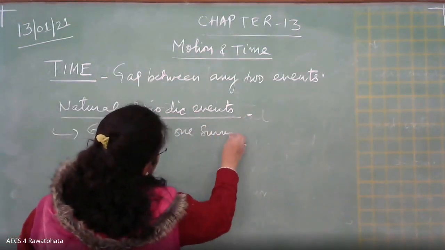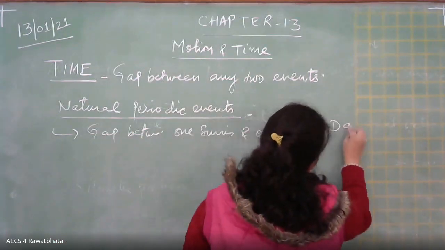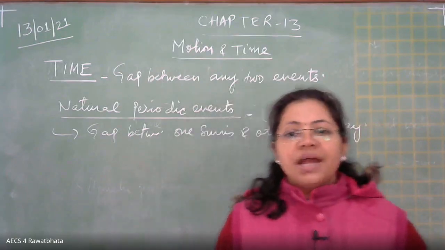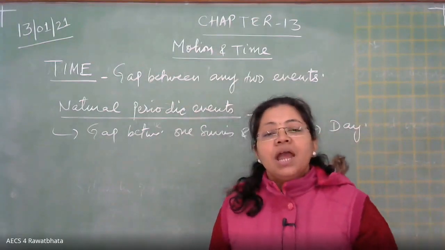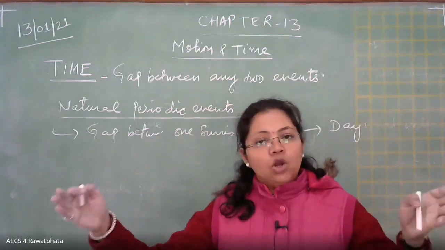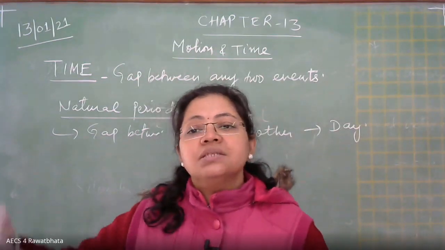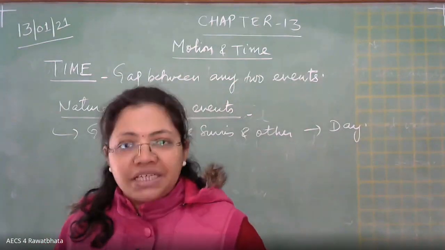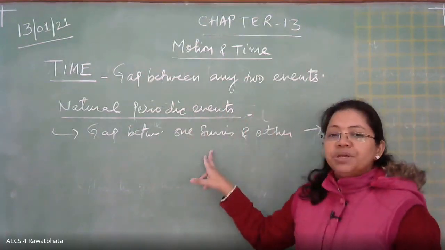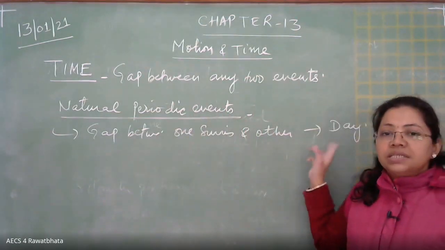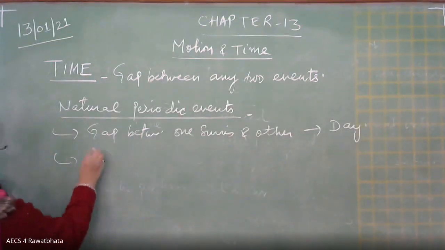The gap between one sunrise and the next was called a day. They observed that the sun used to rise in the morning, then set in the evening, and after that they got a pretty long dark period, that is night, and after that dark period, again the sun started rising. Again they got a bright period. So the time gap between one bright period and another, they called a day.